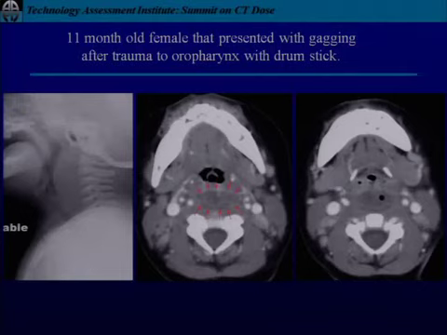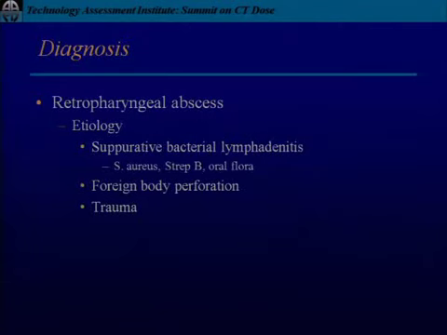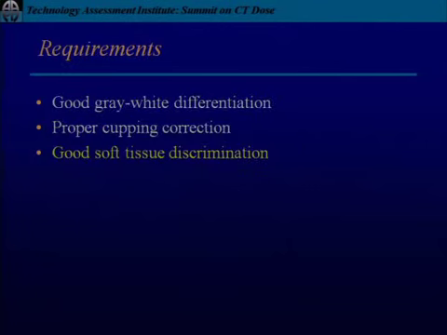You ought to be able to tell the surgeons where the track is, where the drumstick actually entered to cause this abscess. Okay, so the diagnosis was made because the scanner was properly calibrated, and we have the proper soft tissue discrimination that is needed for all these exams.